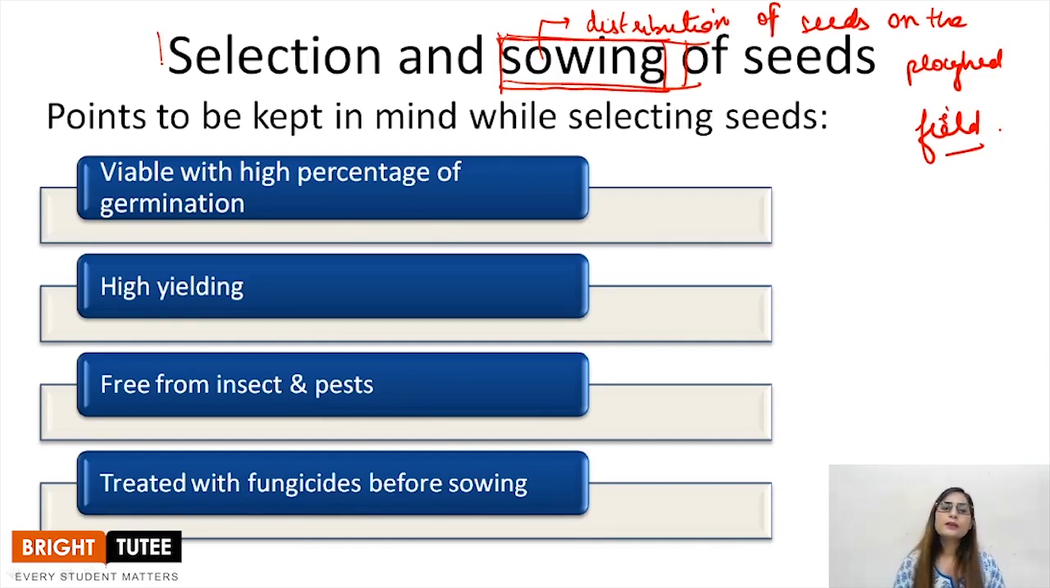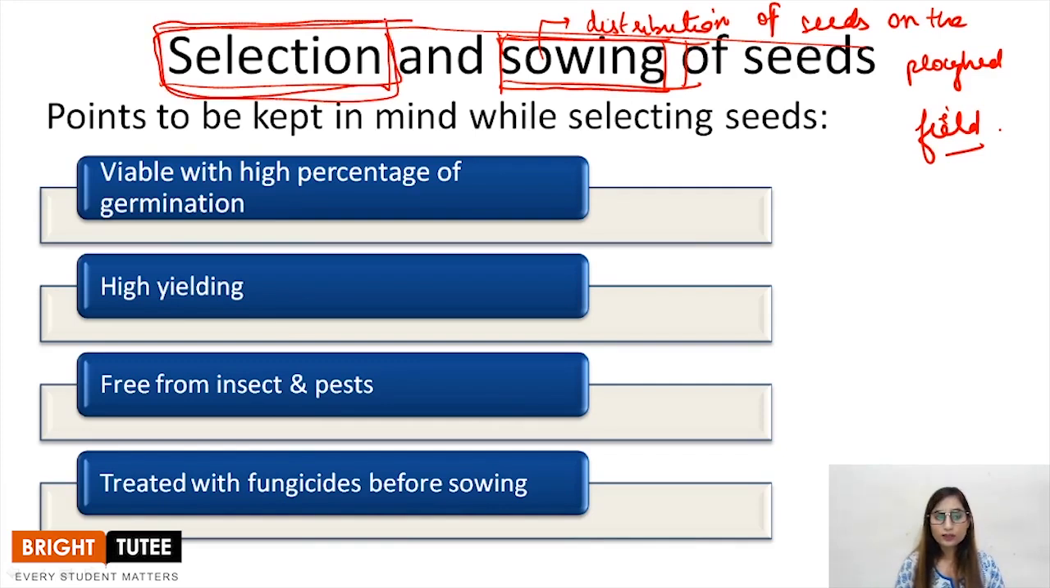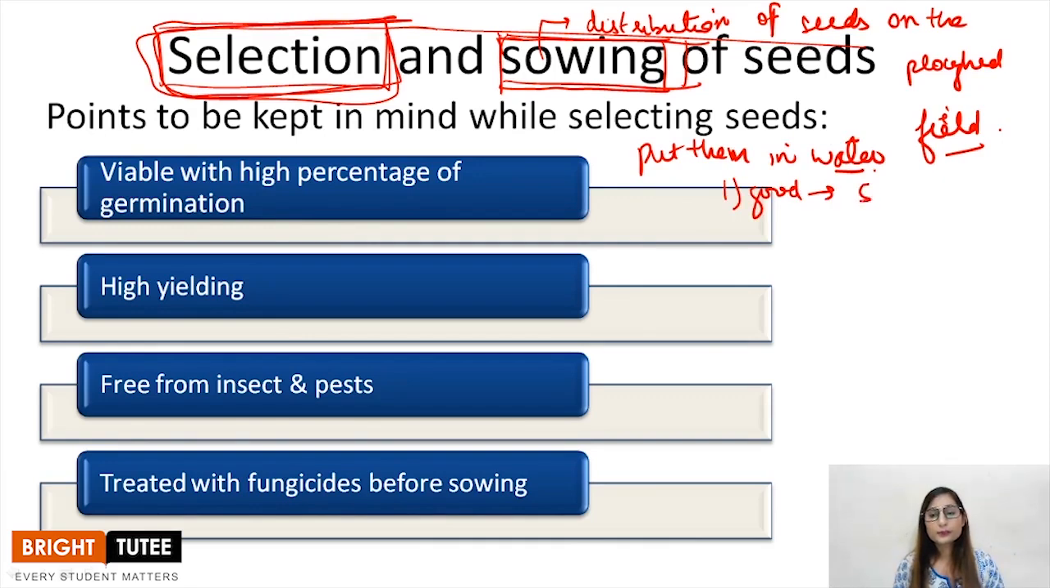So the first step in sowing is selection of seeds. Firstly, we select the seeds that are to be sowed, right? We select the seeds which are good. First of all, students, if you have to differentiate between good seeds and bad seeds, you have to put them in water, right? So how does it help? If the seed is good, then it will sink. If the seed is bad, then it will float.